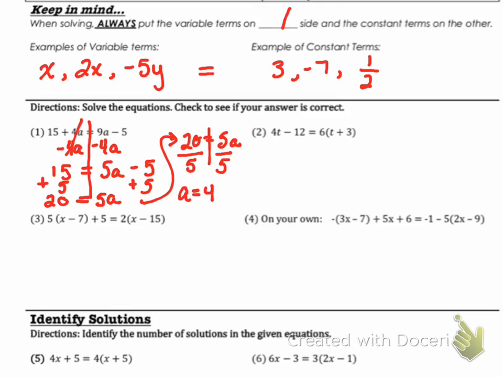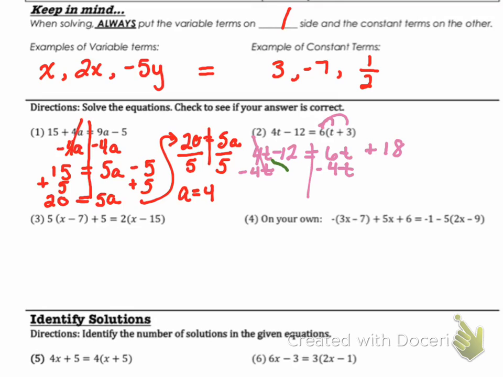set of parentheses. So I'll distribute the 6, and that gives me 6t plus 18. And then I'll set that equal to the 4t minus 12. And then I'll go ahead and put in my balance line. Now I've got variables on both sides again. I'm going to subtract the 4t to the other side because that'll keep my coefficient positive.